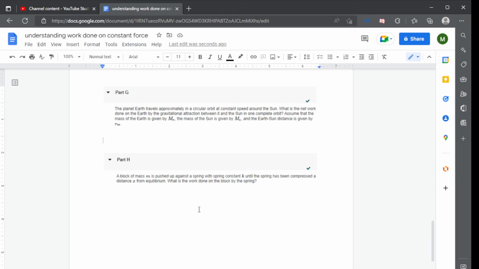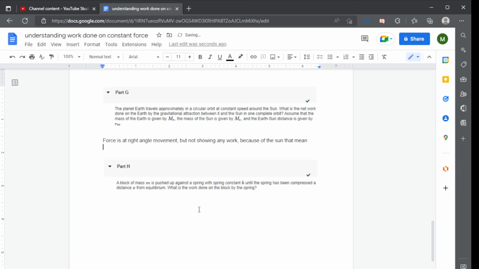Well, they give us a work formula and the distance where the force is directly in the movement. But in this case, the force is at a right angle to the movement. It's not showing any work because of the sun. That means it's 0, because the sun is in place while the Earth is orbiting at a constant speed around it.